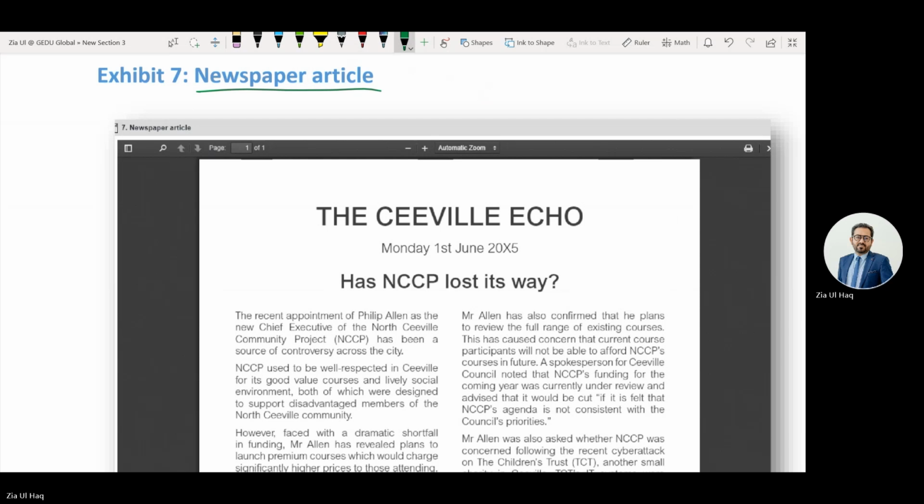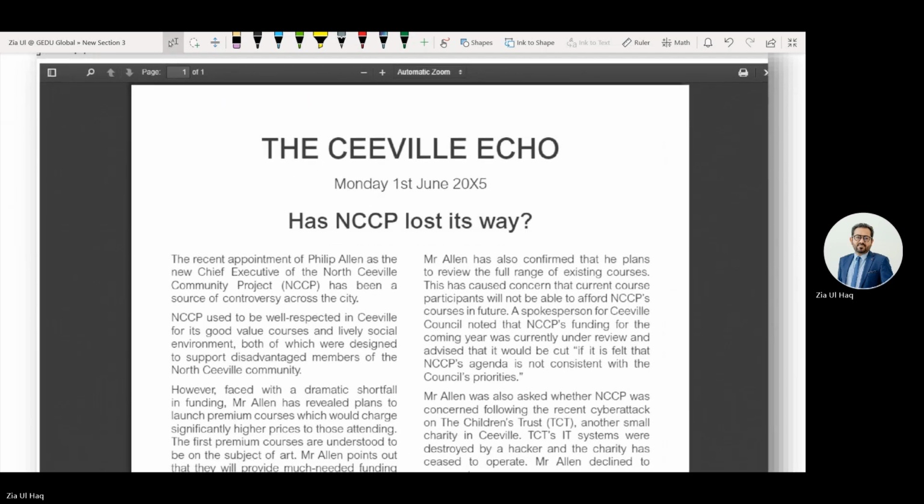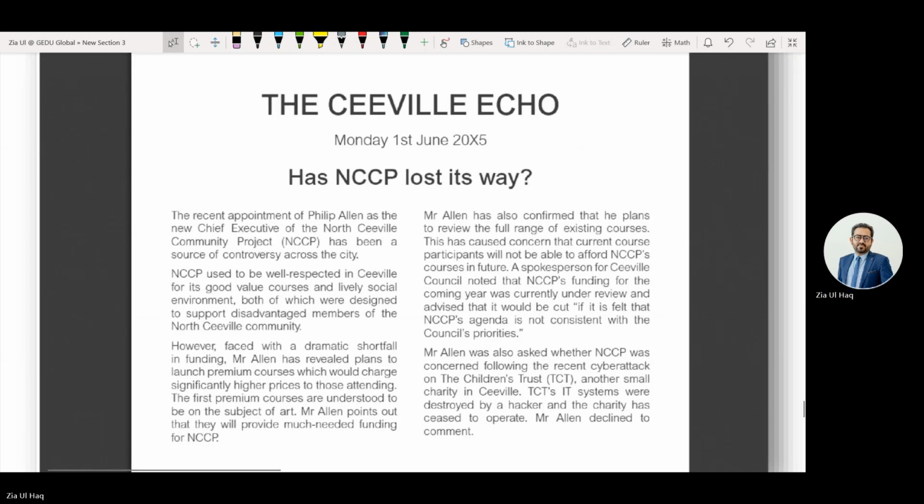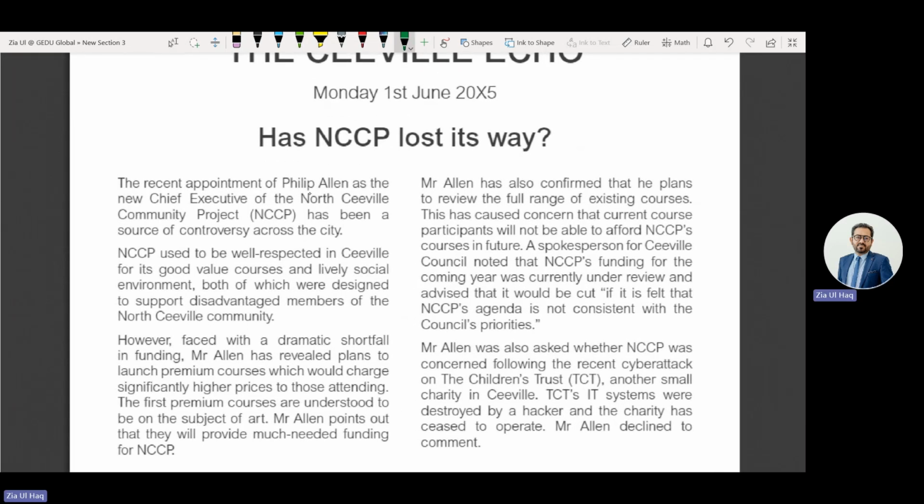Newspaper article. The Seville Echo. Has NCCP lost its way? The recent appointment of Philip Allen as the new chief executive of North Seville Community Project, NCCP, has been a source of controversy across the city. NCCP used to be well respected in Seville for its good value courses and lively social environment, both of which were designed to support disadvantaged members of the North Seville community. The company was mainly focusing on poor people.